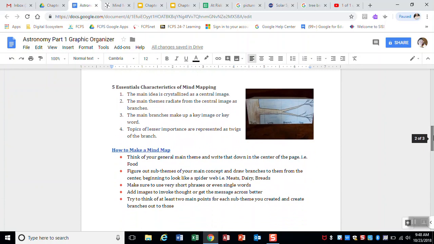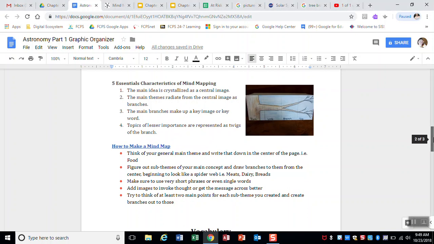But here's some characteristics of good mind maps. The main idea is crystallized as a central image. The main themes radiate from the central image as branches. The main branches make up a key image or key word, and topics of lesser importance are represented as twigs of the branch. If you have no idea what I'm talking about with branches and twigs, take a look at this picture. It'll make it a little bit bigger.